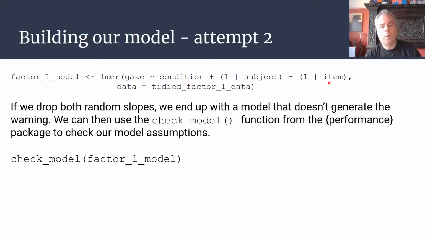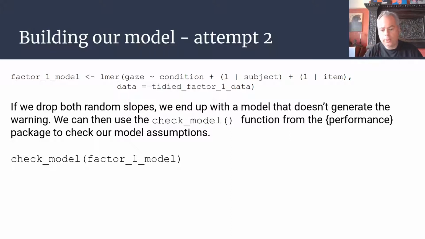But because we've dropped modeling those random slopes, we're kind of assuming that the difference between the three levels of our experimental condition are the same for all subjects and for all items. And that can actually increase type 1 error rate, leading us to think that we have an effect when one isn't actually present. So you have to be quite careful if you simplify your random effects term too much, because you might then just have an effect that's spurious. It's not real. But in this case, we've dropped our random slopes, and we've got a model that doesn't generate the error.